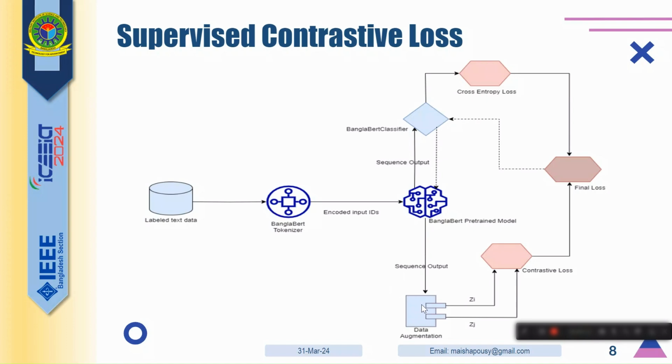We have used dropout-based data augmentation here. Well, it improves generalization and reduces overfitting. Traditional dropout masks out the neurons, we all know.